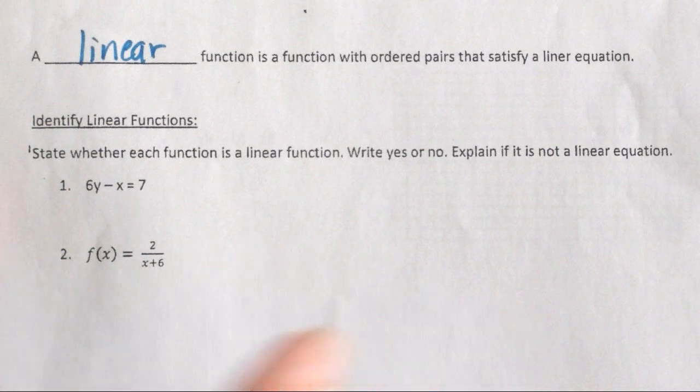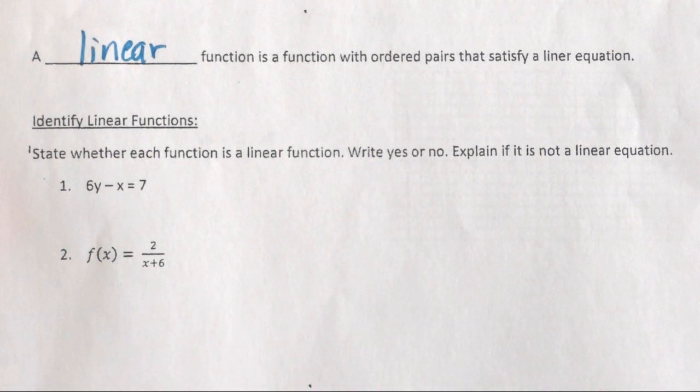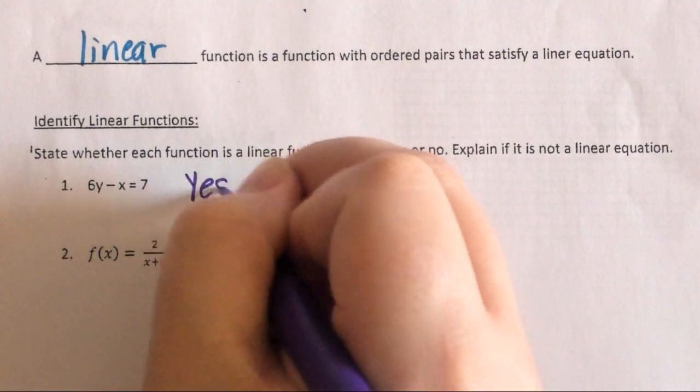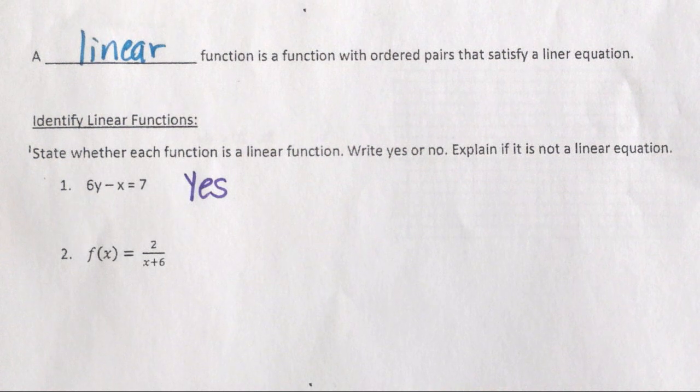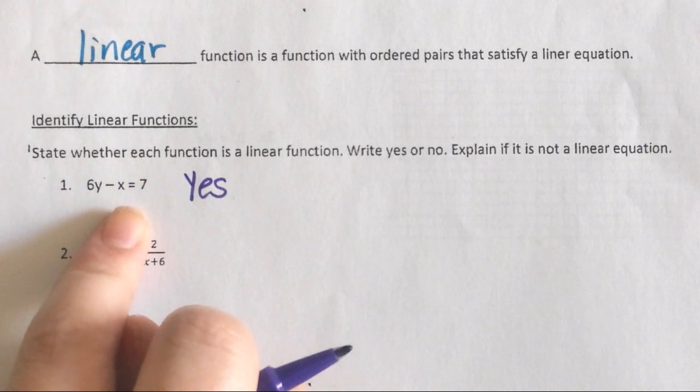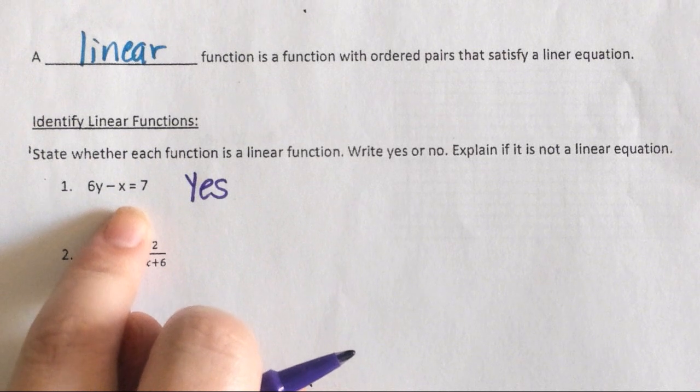Let's go to our first one. It's 6y minus x equals 7. Is that a linear function? Yes. I hear a yes, so every group can get a point. If Mackenzie's lying to me, she really doesn't understand, she can always rearrange this equation and put it into y equals mx plus b to prove to herself this is a linear equation.